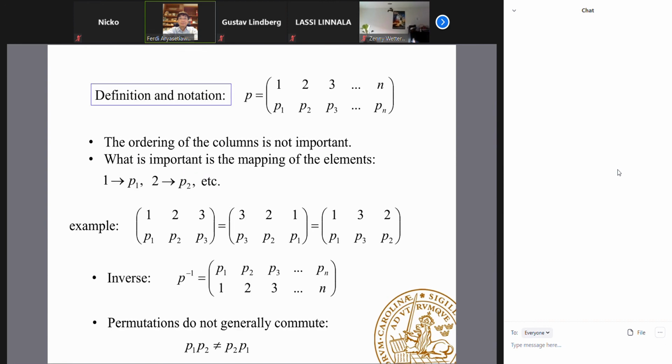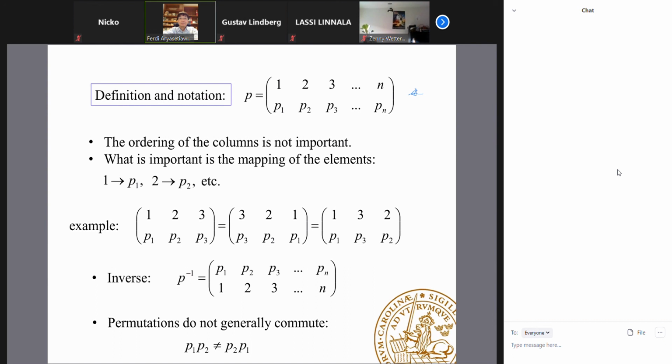So we write the permutation in this way here. This just means that we have n objects, 1, 2, 3, and so on until n, and we permute them. So 1 goes to P1, 2 goes to P2, 3 goes to P3, and so on. P1, P2, P3 are just numbers from 1, 2, 3, and so on. So it just permutes the elements. This is not the only way of writing permutations.